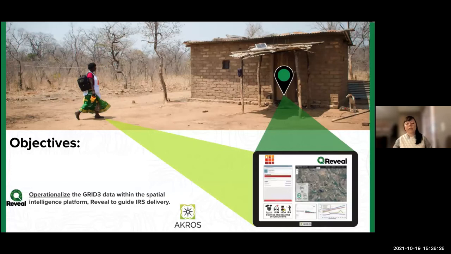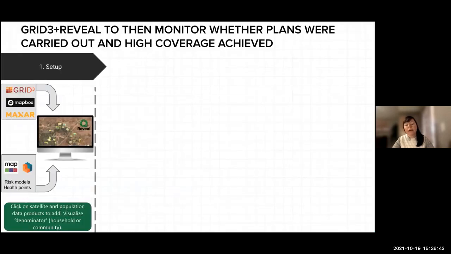And then on to our second objective. If you remember, this was again to operationalize the data, to take those plans and to deliver them to the households, to the settlements, through a platform called Reveal. Reveal is a spatial intelligence platform. Next slide, Emily. You can think of it as almost like a Google Maps to deliver a health intervention.